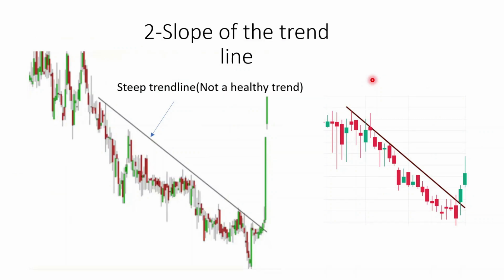Next one, slope of the trend line. Whenever you're drawing trend lines, make sure that if the trend line is less than 45 degrees, it's a healthy trend. If it is more than 45 degrees, it is not a healthy trend.